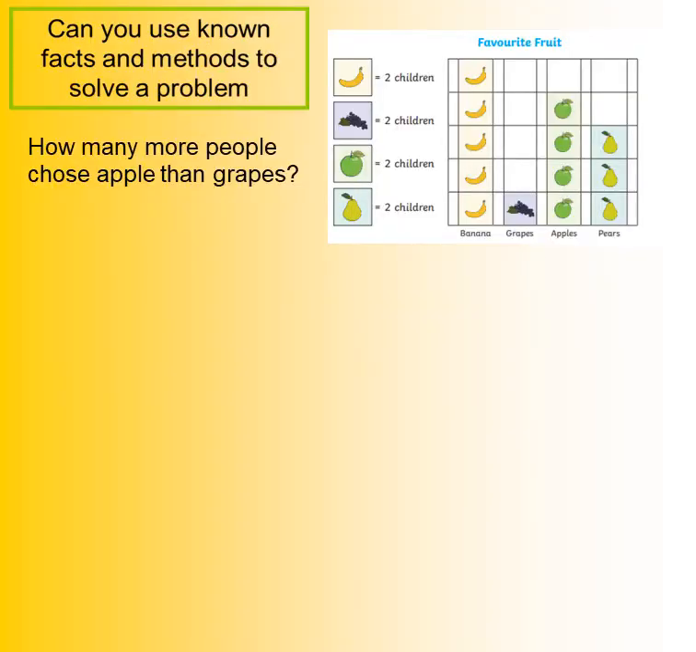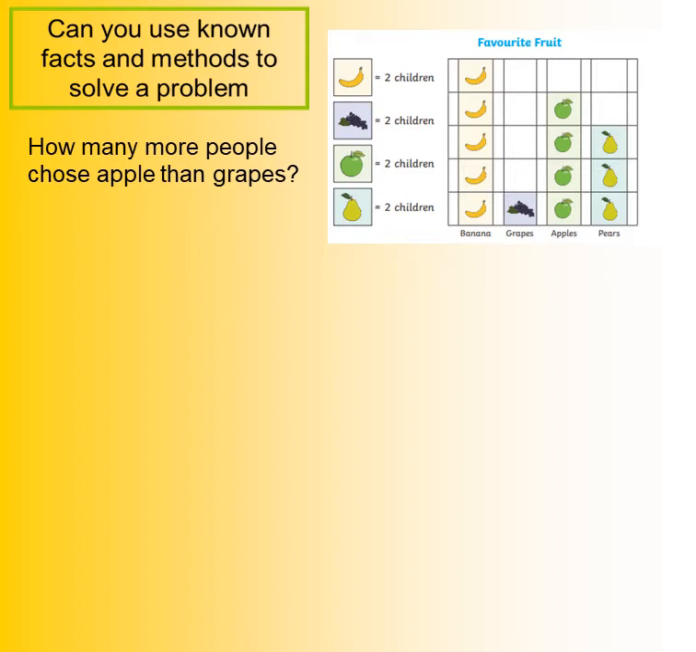Okay, how many people chose apple? How many more people chose apple than grapes? Okay, I think this is where it gets the trickiest. So I think the easiest thing for you to do is you need to find the difference between apples and grapes. Now, if we think back to our knowledge in maths, finding the difference means taking away. So we take the smallest number away from the biggest number to find the difference. And that will tell us how many more people chose apple than grapes.